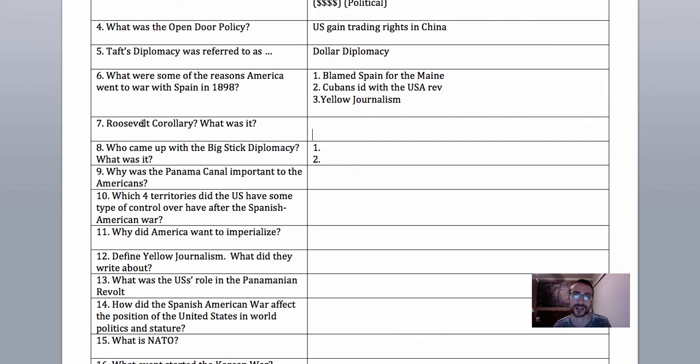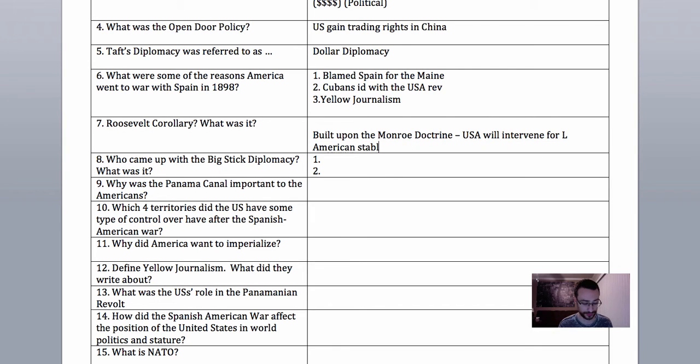Roosevelt corollary. Remember, you guys learned about this with the last virtual Porsche. Roosevelt corollary, big thing. It was built upon the Monroe Doctrine, this idea that America should have influence over Latin America. So basically, America will intervene for Latin American stability, or to maintain stability. We'll just put that, stability.